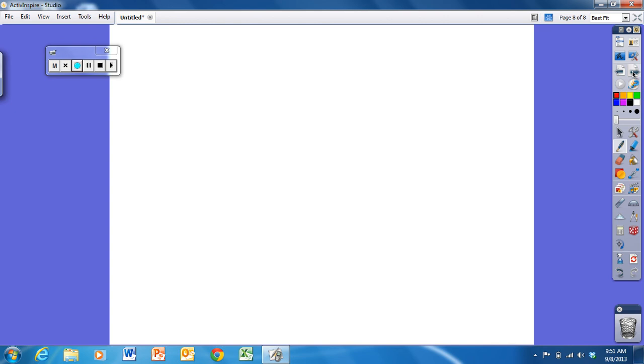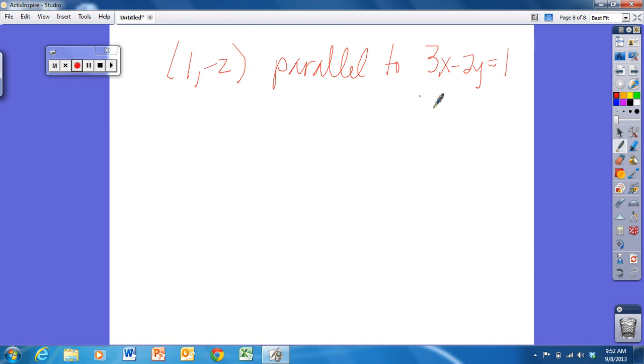So I think you've probably done this before. I'm going to give you a question and see what you can do. Write the equation of a line that passes through the point (1, -2), parallel to 3x - 2y = 1. Pause the video, see if you can figure out the equation of the line that passes through this point parallel to this line. Now I don't care if it's in slope-intercept or point-slope form or general form.